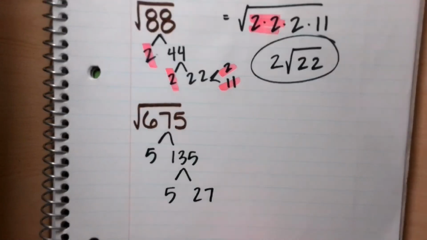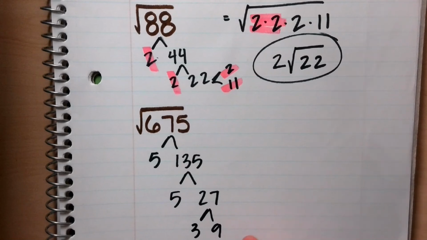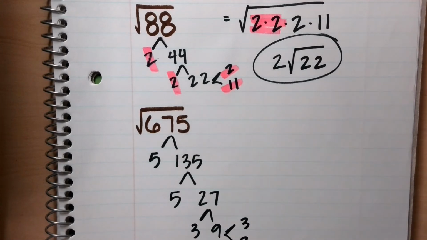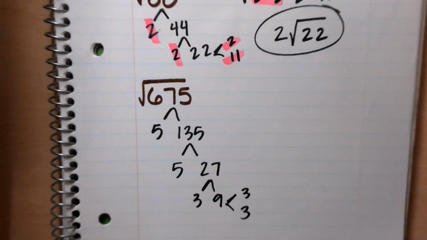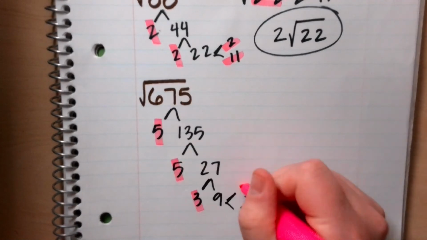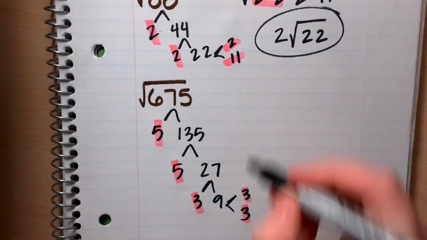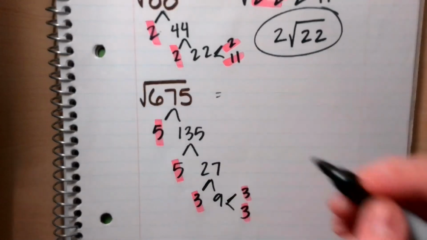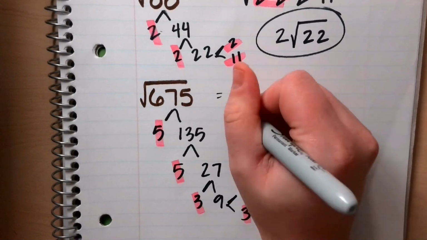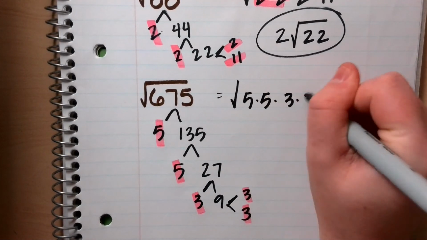We know that 3 and 9 multiplied together give us 27. And then we can do 3 and 3 together to get 9. Oops, that little bottom part cut off. There we go. So, time to highlight all of our prime numbers. We got those 3s and 5s. Now it is time to rewrite using our prime factorization. We have the square root of 5 times 5 times 3 times 3 times 3.